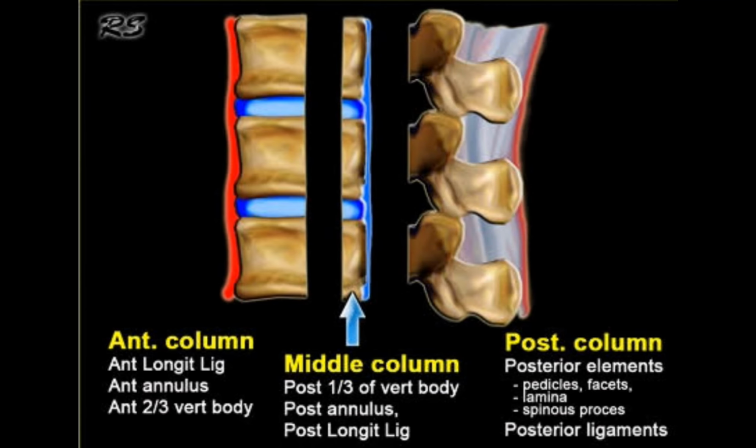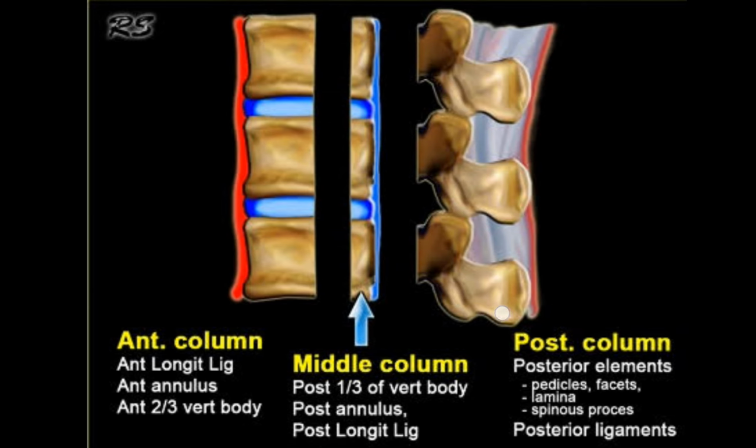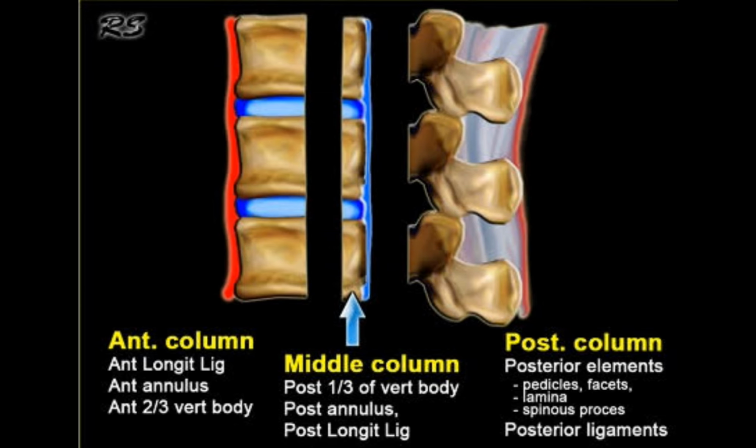Next, we see the Denis Brown three column concept of the spine. In the anterior column, we have anterior longitudinal ligament, anterior annulus, and anterior two-thirds of the vertebral body. In the middle column, we have posterior one-third, posterior annulus, and posterior longitudinal ligament. And in the posterior column, we have the posterior elements: pedicles, lamina and spinous process, and posterior ligaments. This is the Denis Brown three column concept.